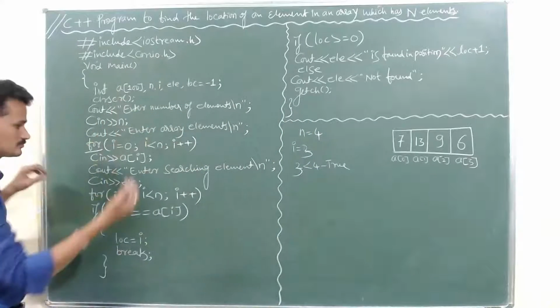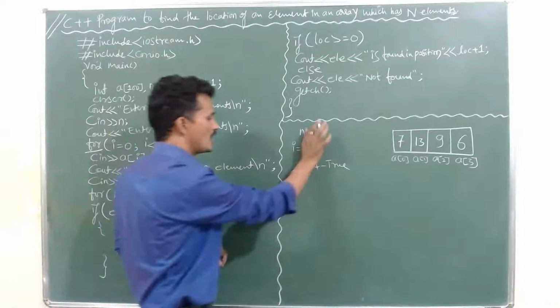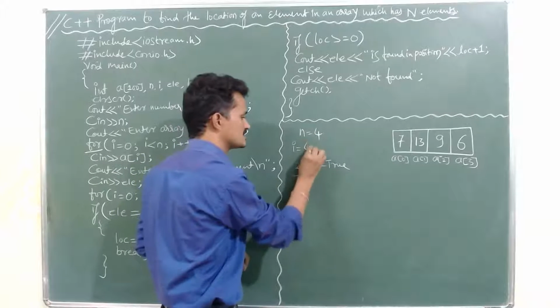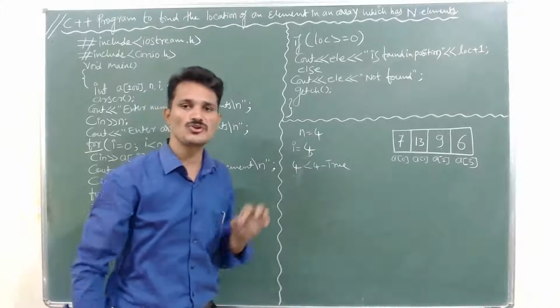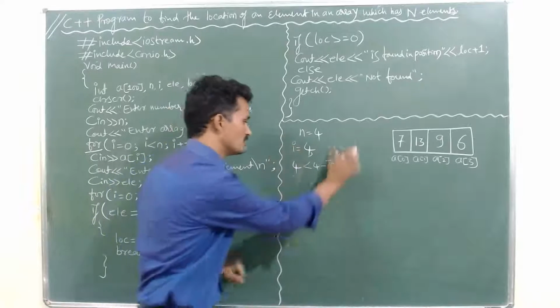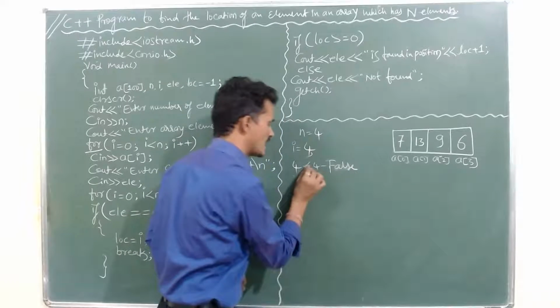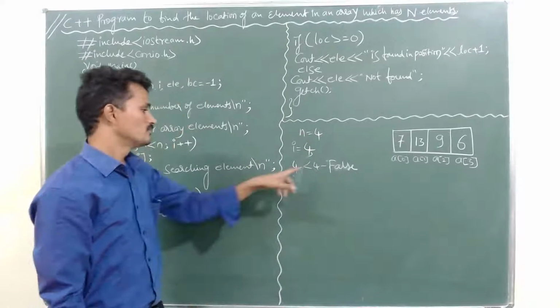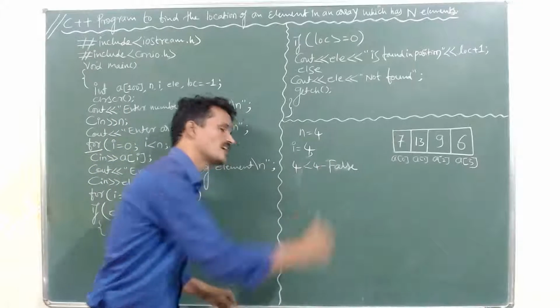Okay, fine. Again, it comes to the for loop and I gets increased by plus 1. This time I becomes 4. Last time 3, this time 4. What I said, every time I goes on increasing by plus 1. 4 is less than 4, condition false. Okay, if we had an equal to sign here, then this condition would have become true. 4 is less than 4, condition false.